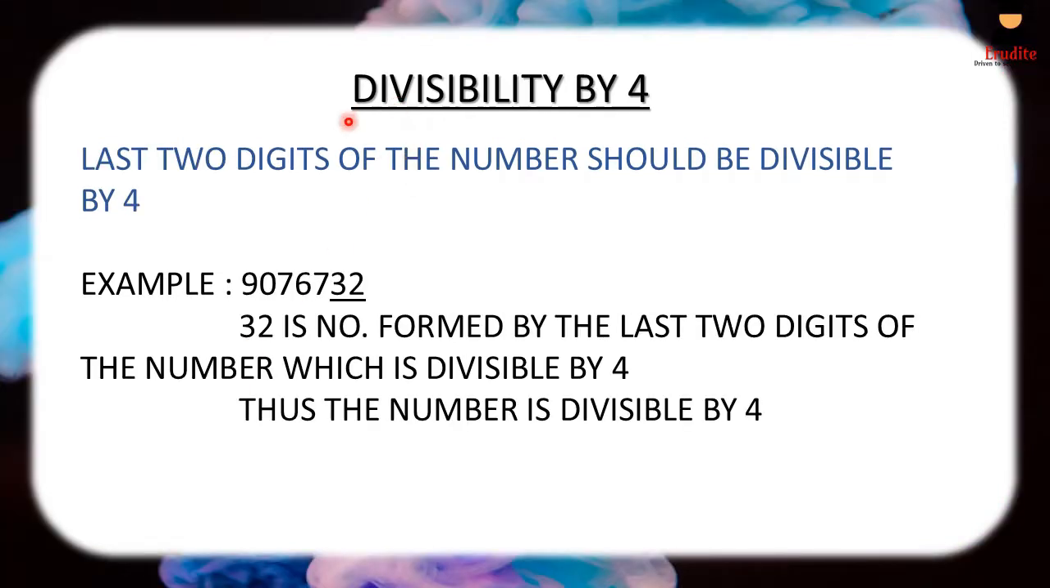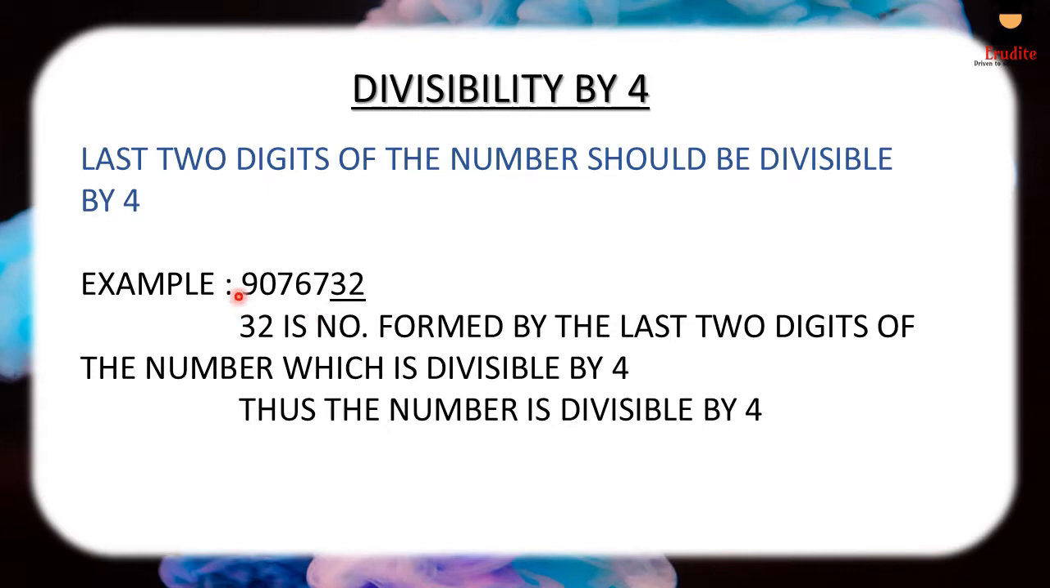The next test that we have is the divisibility by 4. So the last 2 digits of the number should be divisible by 4. So you have any big number, may that be a 10-digit number or a 2-digit number, the only thing that you have to check is the last two digits of the number. If the number that you're having has the last two digits which are actually divisible by 4, then your entire number is going to be divisible by 4.